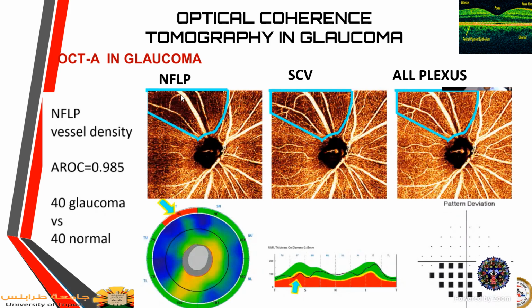And this test has high accuracy. The AROC value is 0.9. AROC value is a statistical measure to determine the accuracy of your test. It ranges between 0.5 and 1, so this is very highly accurate. AROC stands for area under receiver operating characteristics. So OCT angiography is very useful in glaucoma in terms of the macula or around the optic nerve.